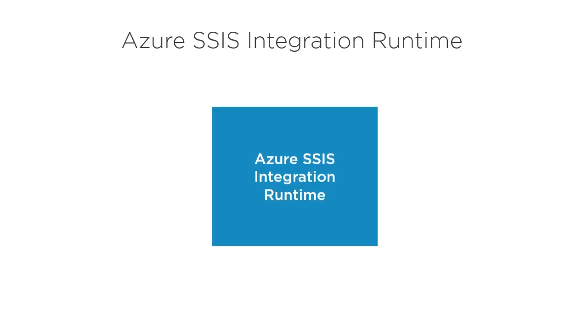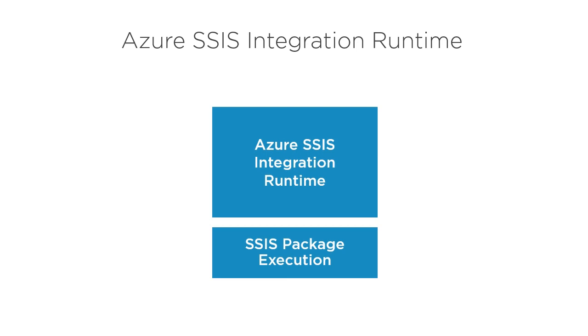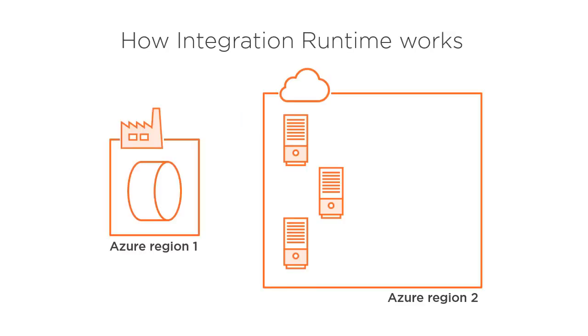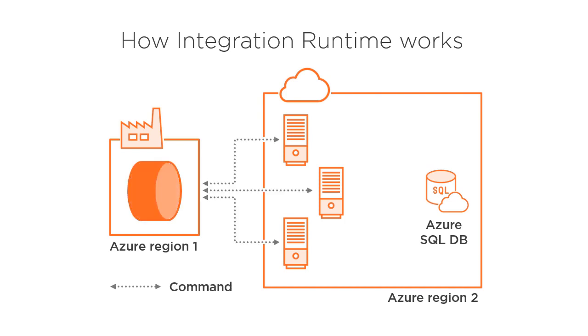With Azure SSIS Integration Runtime, you can natively execute SSIS packages in a managed environment. So when we lift and shift the SSIS packages to Data Factory, we use Azure SSIS Integration Runtime. So first you create Azure SSIS Integration Runtime, which creates Integration Services Catalog in Azure SQL Database for your SSIS packages to live. When the pipeline activity begins, Data Factory sends a command to the Azure SSIS IR, which then executes the SSIS packages.